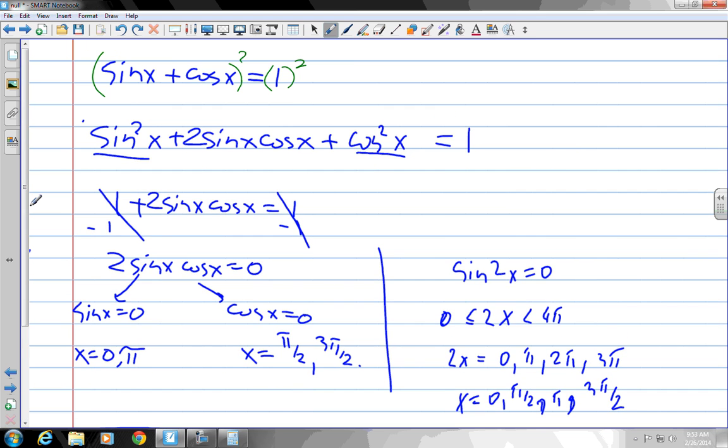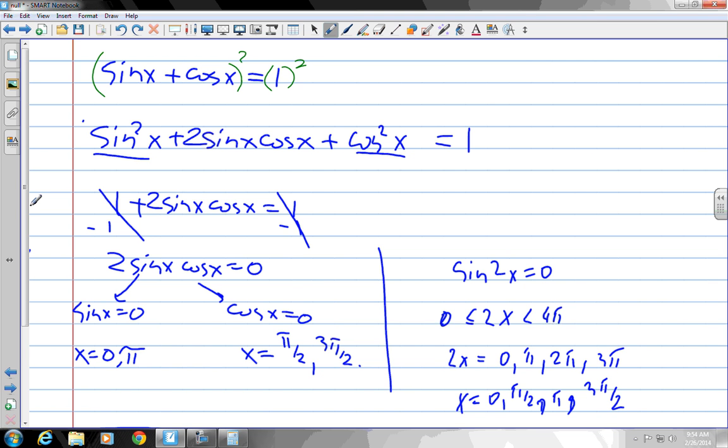So let's check. If I take 0 and plug it back into my original equation, sine of 0 equals 0, cosine of 0 equals 1, 0 plus 1 equals 1. Happy, right? So 0 works. How about pi over 2? Sine of pi over 2 equals 1, cosine of pi over 2 equals 0, 1 plus 0 equals 1. Good, right? Pi: sine of pi equals 0, cosine of pi equals -1. 0 plus -1 does not equal 1. So pi does not work.